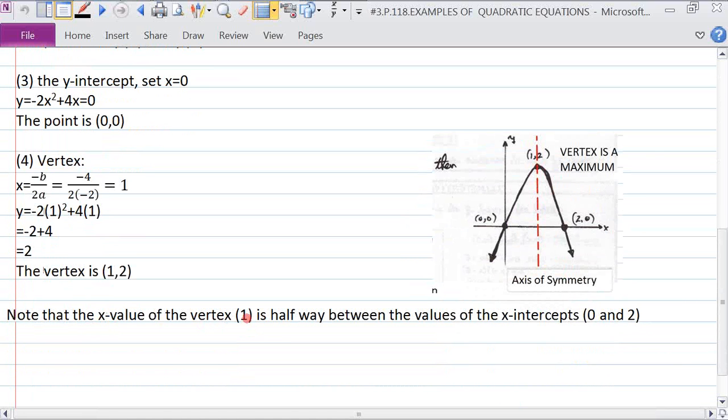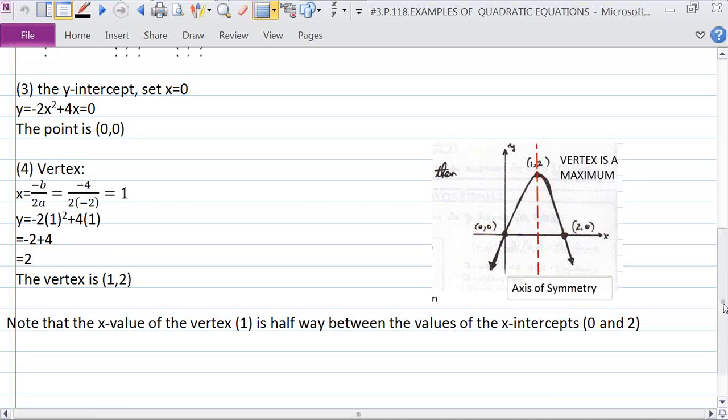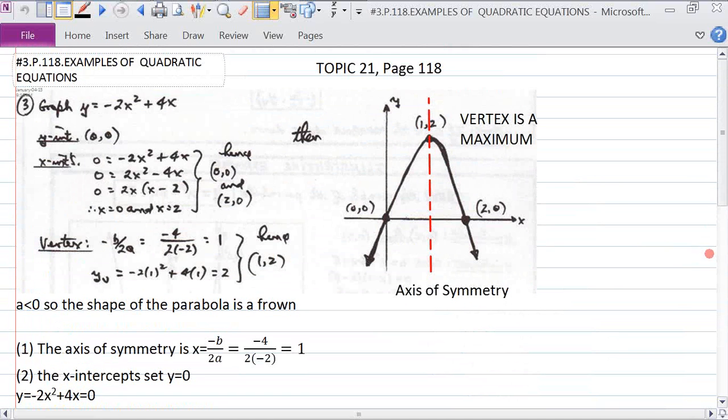Note that the x value of the vertex, x equal to 1, is halfway between 0 and 2. That's always a way to check that you're generally on the right track. So this completes page 118.